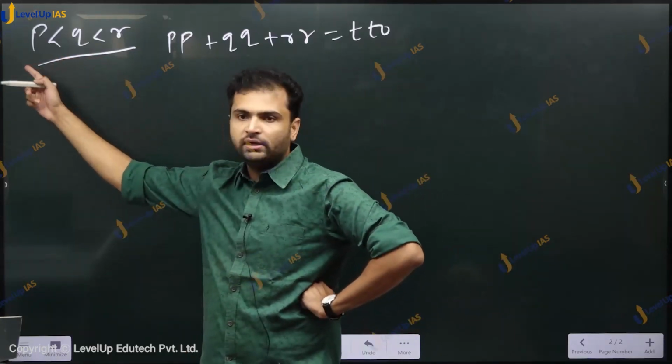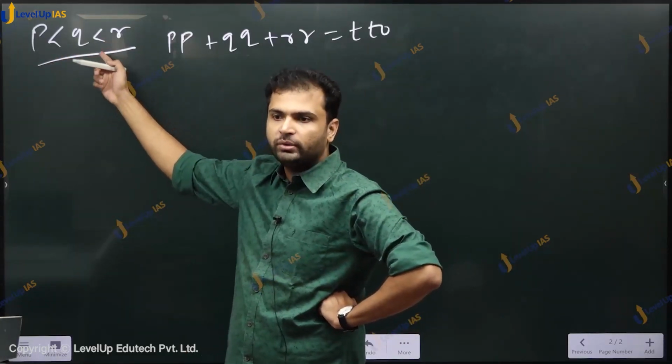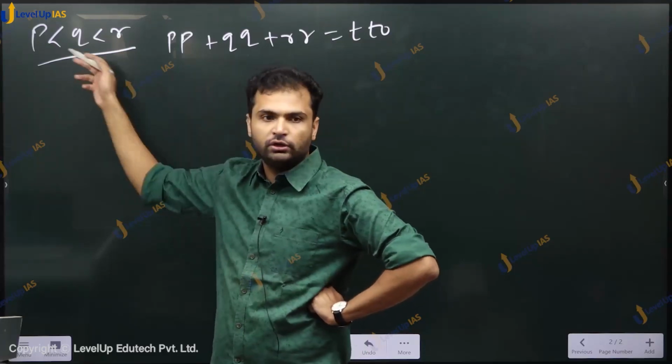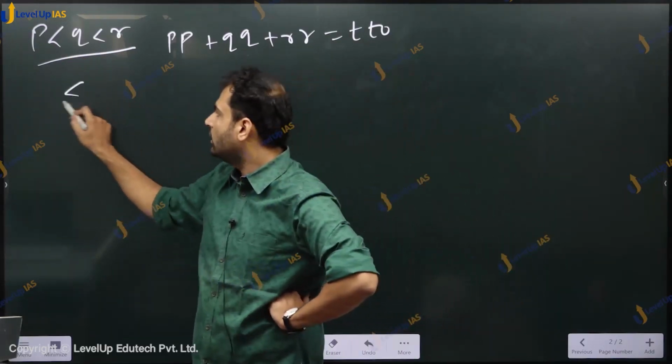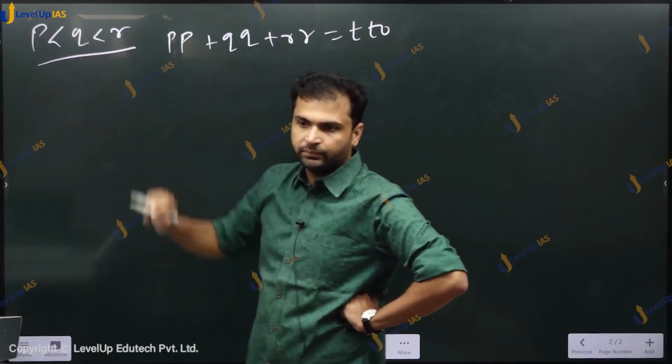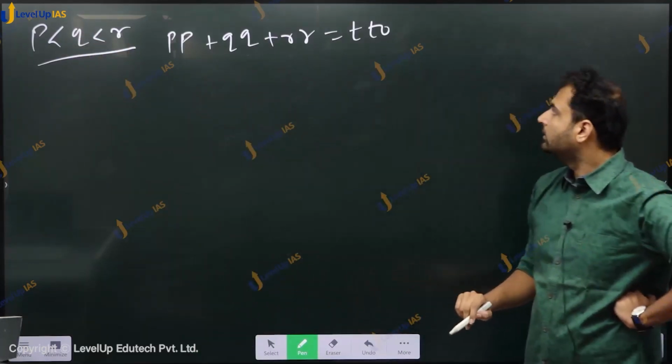If P is 1, then Q has to be 2 or greater than 2. Q cannot be 1. No equality is there. This is not less than or equal to. This is strict inequality. Fine.